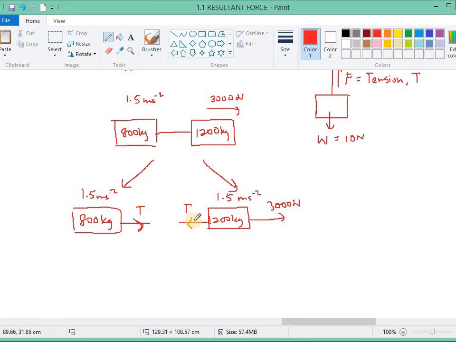So if we join this together, we can see that the tension working along this coupling works in two directions. When you stretch or pull a string or a rope, the tension in the rope works in both directions. If you look at this object, the tension is in this direction. If you look at that object, the tension will be in the other direction. Understand?